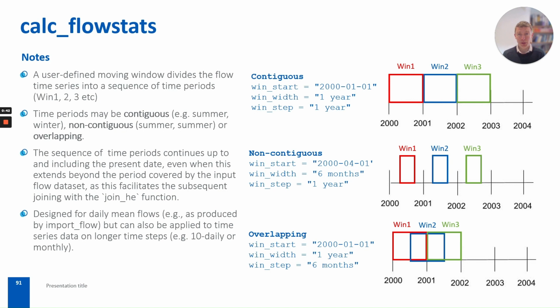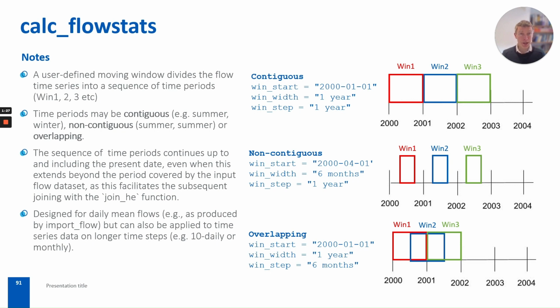Starting off with the calc flowstats function. You may remember from workshop 1 that we can use the HE toolkit to import a time series of daily mean flows for one or more gauging stations, but that we typically want to summarise that data to be able to characterise how key aspects of the flow regime have changed over time at each site or station. The calc flowstats function provides a very flexible way of doing this. It allows us to define a moving window which breaks up our time series of data into a sequence of time windows. It then calculates a broad range of different summary statistics for each of those time windows at each site.